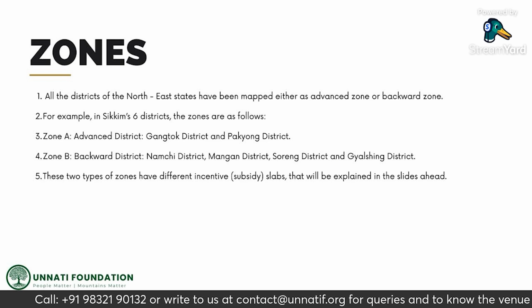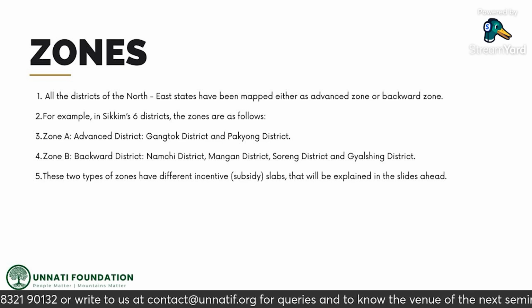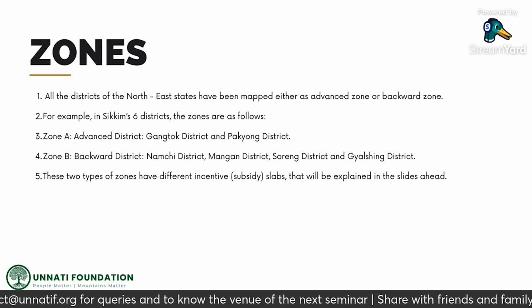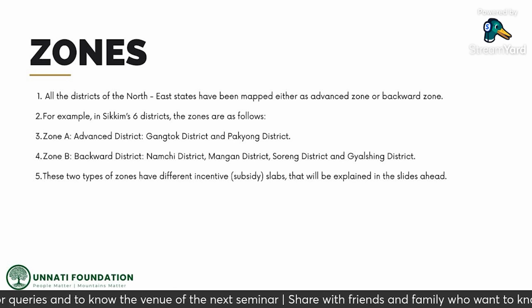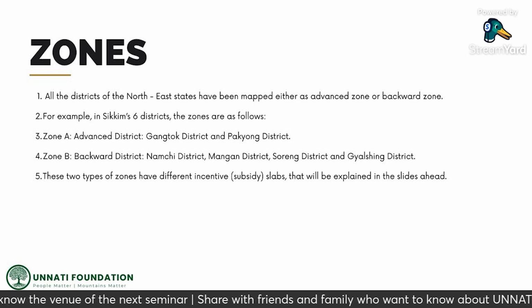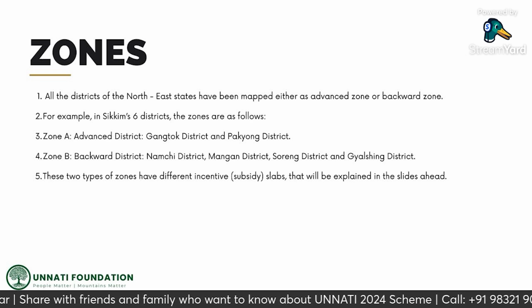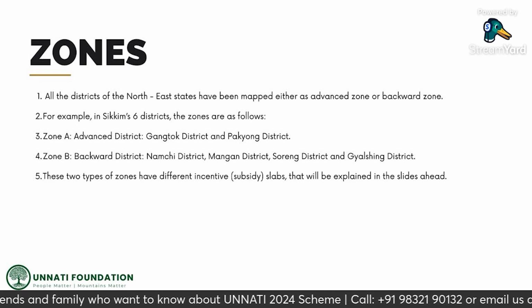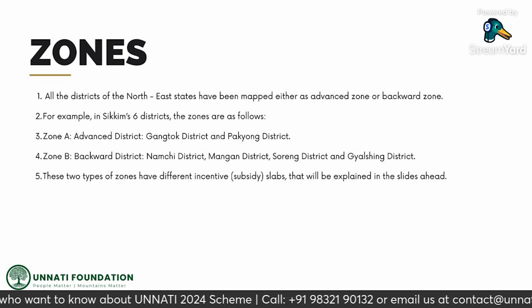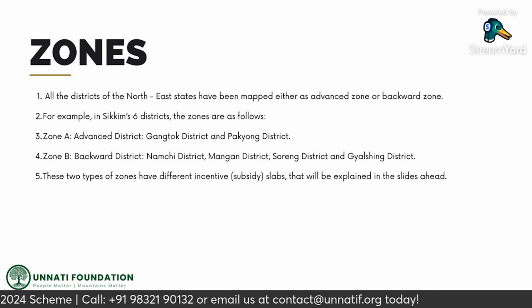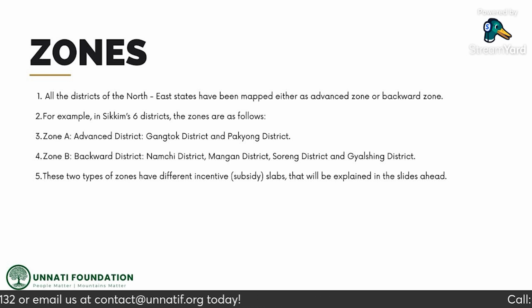The scheme has divided districts in the Northeast either as advanced or as backward. For example, in Sikkim, two districts, Gangtok and Pakyong, are advanced, and the remaining four districts, Mangan, Namchi, Soreng, and Gyalshing districts are classified backward. Remember, advanced as Zone A and backward as Zone B.